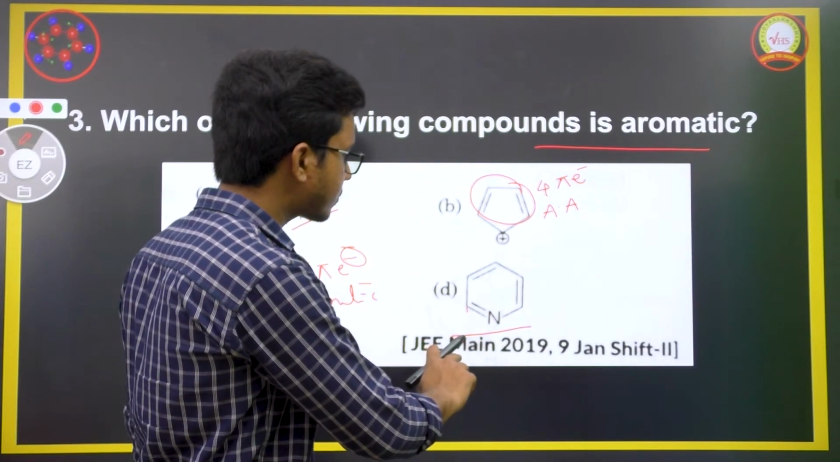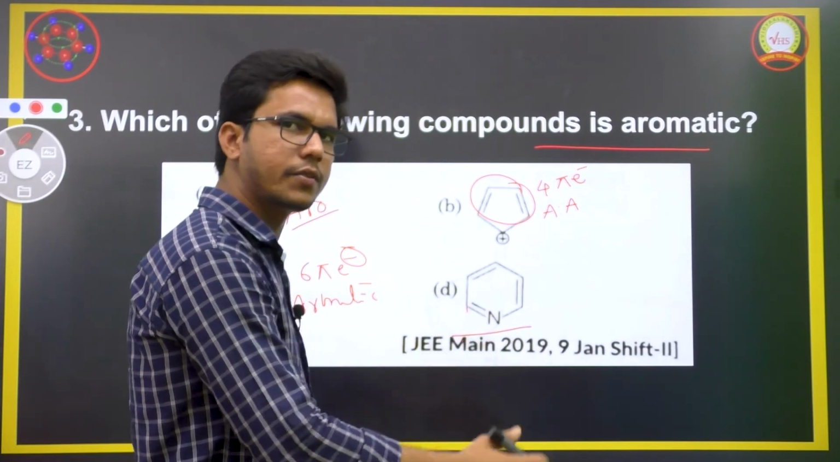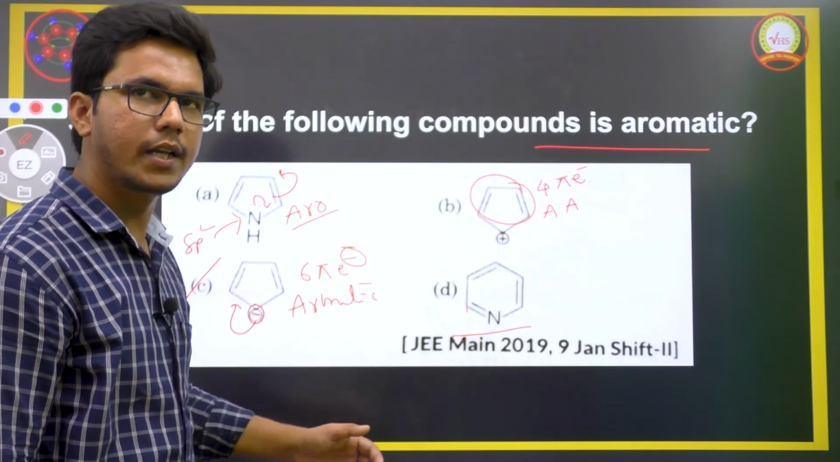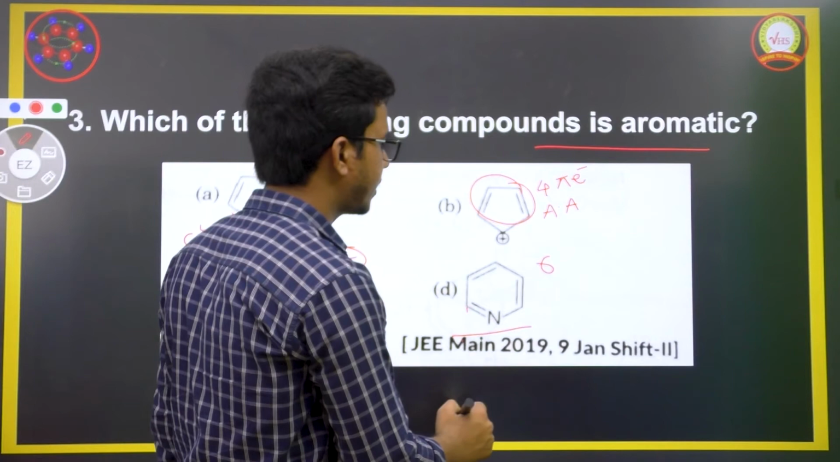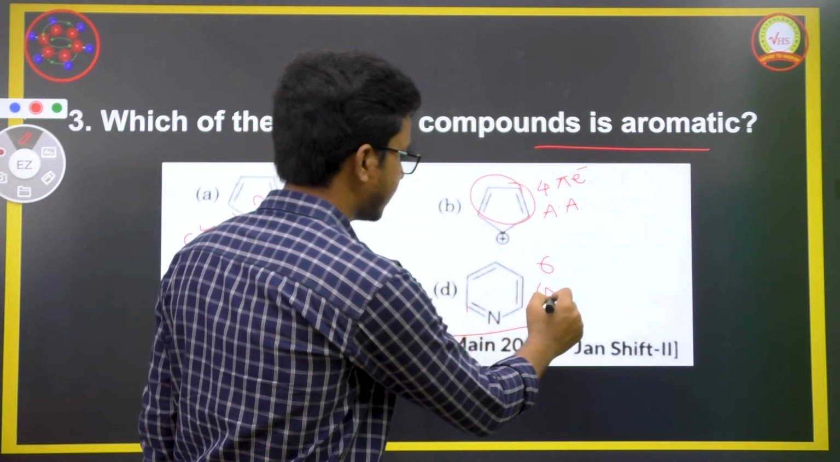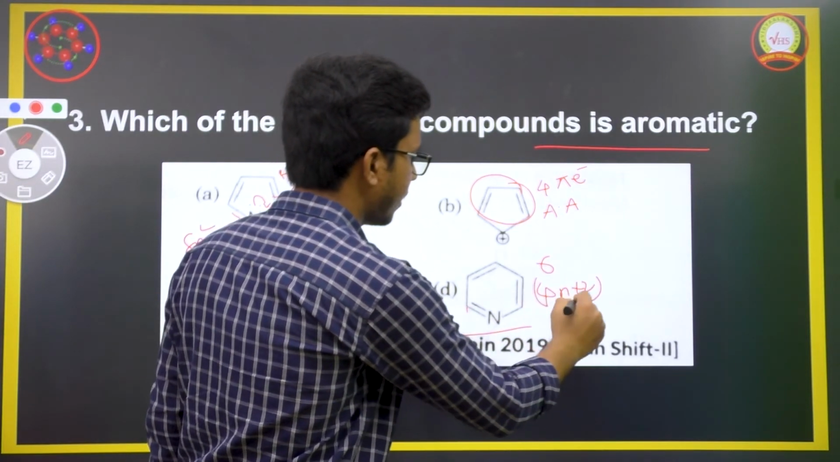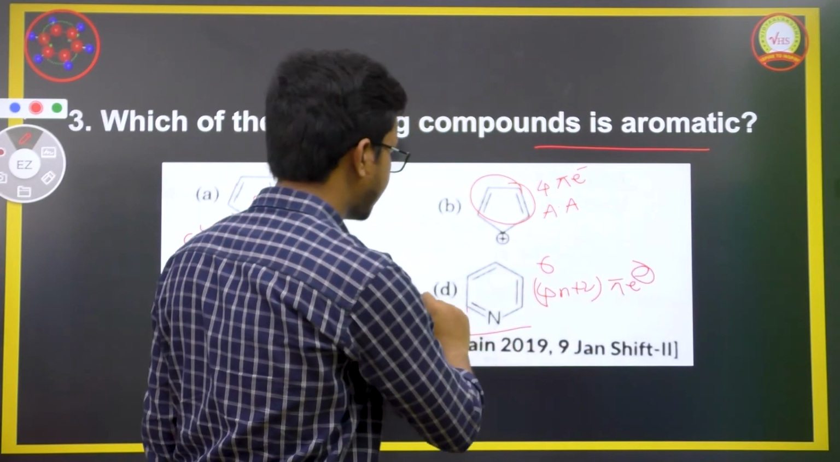And what do we have? It's a cyclic, planar, satisfies delocalizing conditions, and number of pi electrons are going to be 6. 6 means what? 4n plus 2 pi electron system. That's what. This is also aromatic.